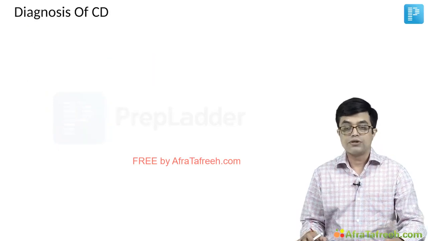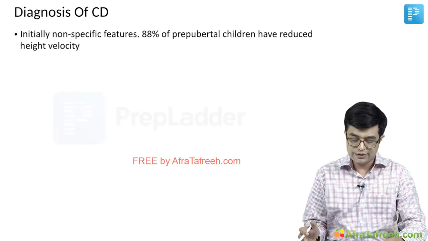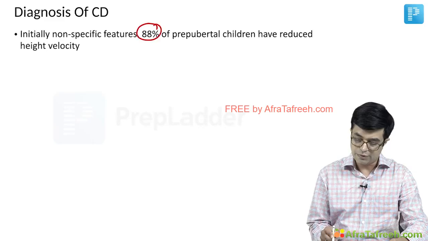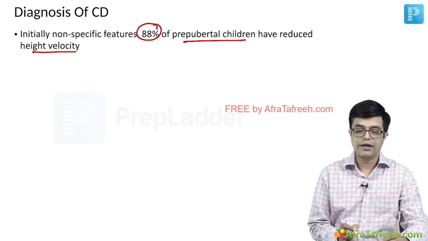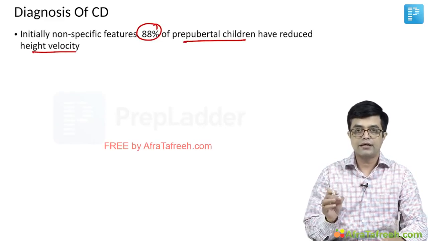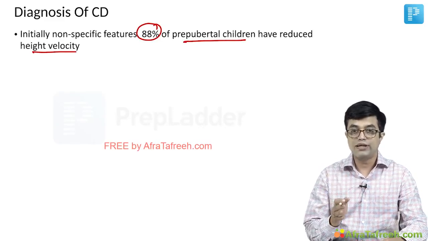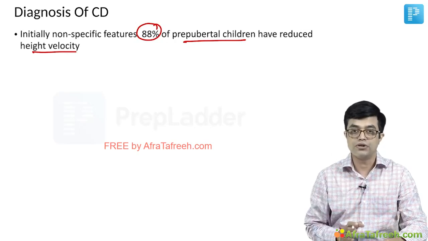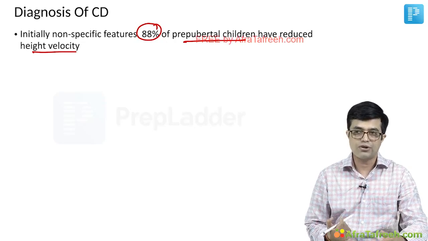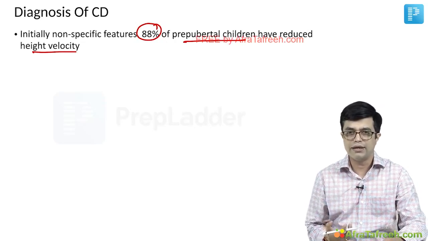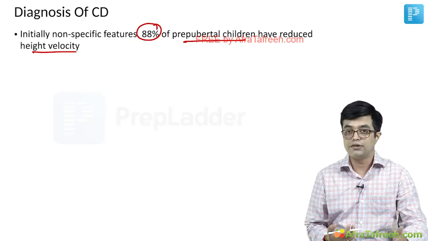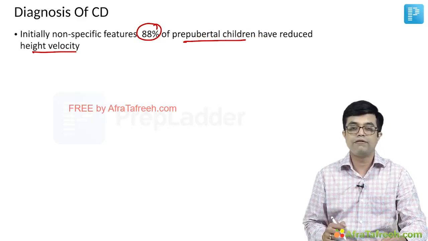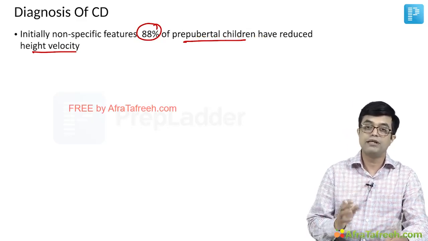How will you make the diagnosis of Crohn's disease in children? First of all, it is initially a non-specific presentation that you find, and almost 88% of prepubertal children have reduced height velocity. In fact, Nelson says that retardation of height and weight usually appears 1 to 2 years before the onset of intestinal features. And so a child who's having a short stature and non-specific abdominal complaints, one of the distinct possibilities that you should consider, particularly if there is a history of inflammatory bowel disease, you should think of inflammatory bowel disease.